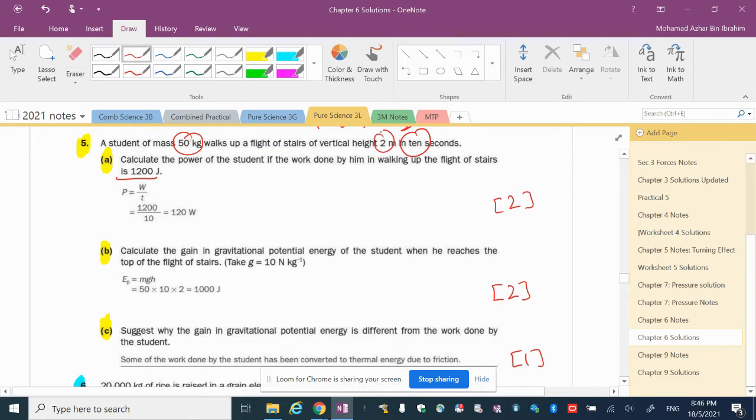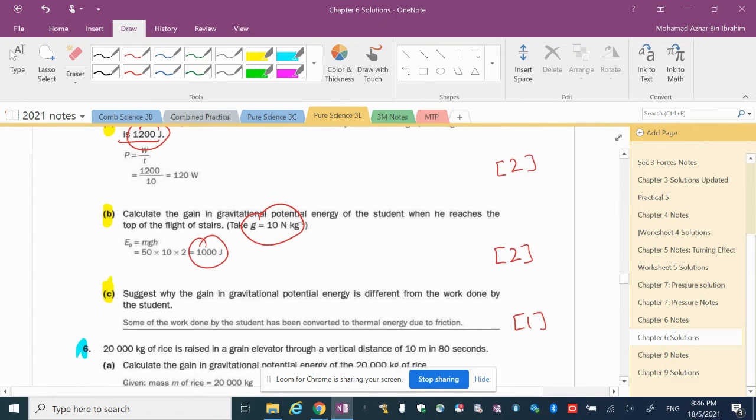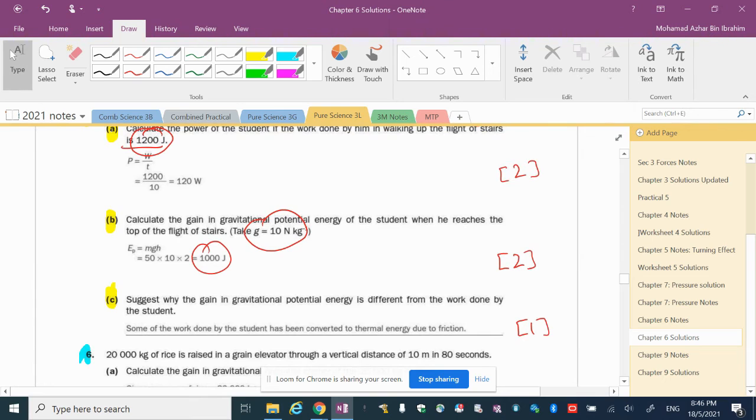Mass is given here. Height is given here. G is supposed to be equals to 10. G is here 10, right? mgh. So in this case, if you look at it, the work done by the student is 1,200 joules, but in the end, he only gains 1,000 joules. So suggest why the gain in GPE is different is because some of it is always lost. So whenever they ask you things like why is it that the gain in energy is not equivalent to work done, then you say that some of it is converted to thermal energy due to friction.